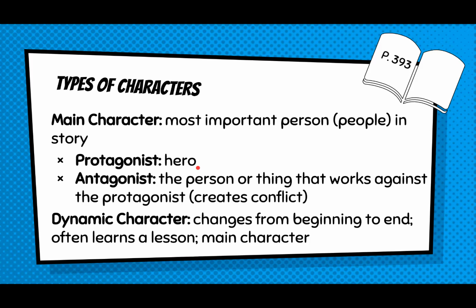Now, the hero doesn't have to be some big superhero or anything like that, but it's a main character that we're sort of rooting for, a character that we're really following throughout the story. And the antagonist is the person or thing that works against the protagonist. And this is where we see some of that conflict that I was talking about earlier. So the antagonist could be a person, or it could be something outside of a person, could be something like nature or like something else that's not necessarily a person or a character.